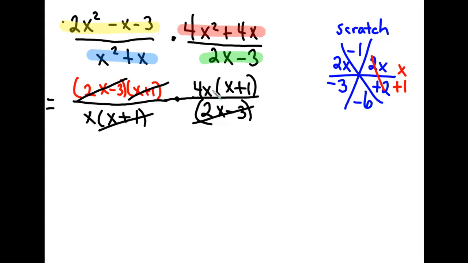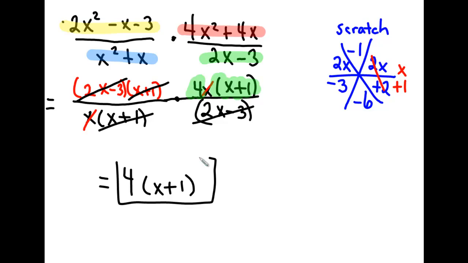Now notice there's a 4 times x, but this x is not separated by a plus or anything, so I can get rid of the x as well. What's left over is the 4 and the x plus 1. And that's the answer, 4 times x plus 1.